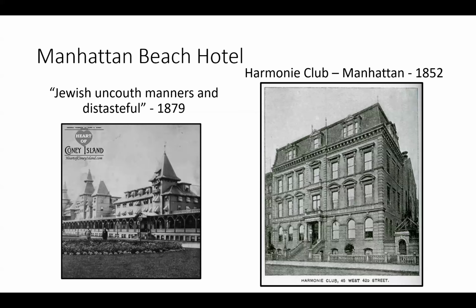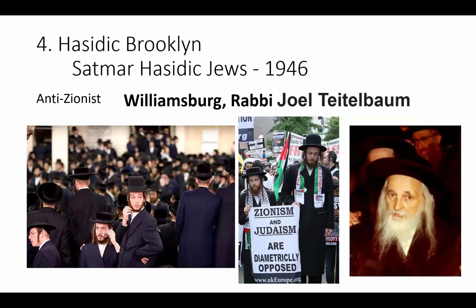The German Jews established in Manhattan the Harmonie Club, harmony spelt in the German way. And this was a club for good quality German-speaking Jews. No East Jews need apply.